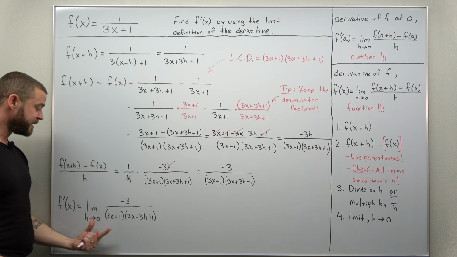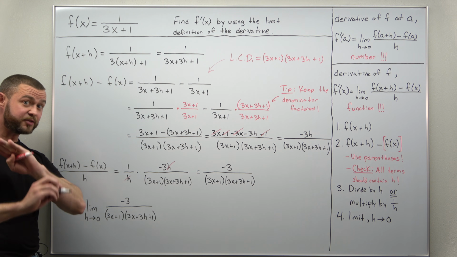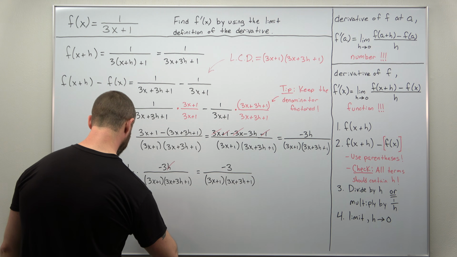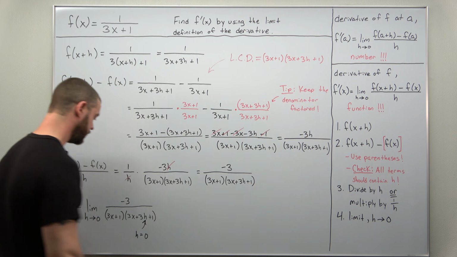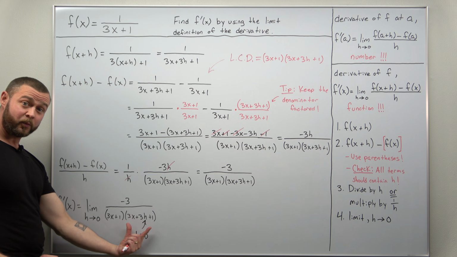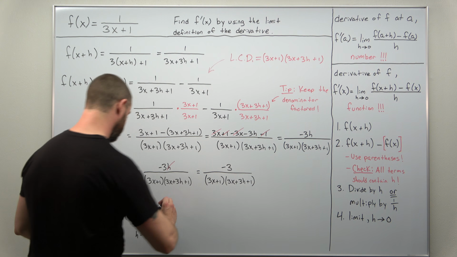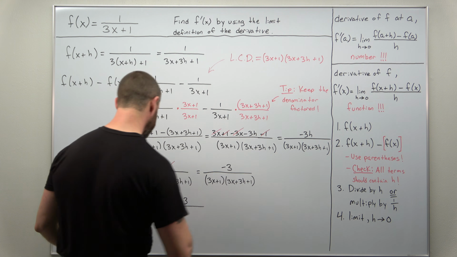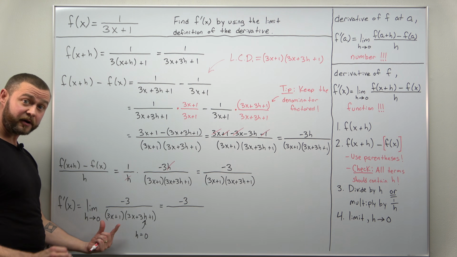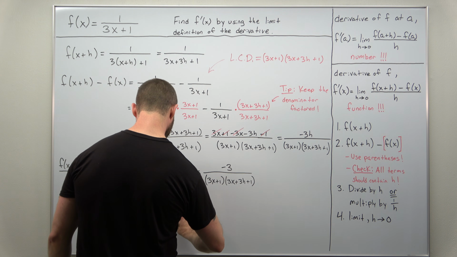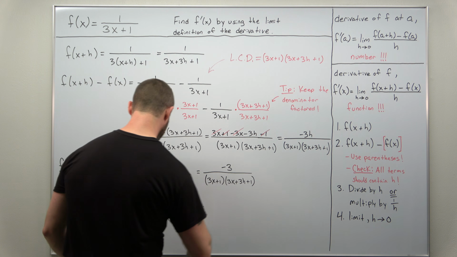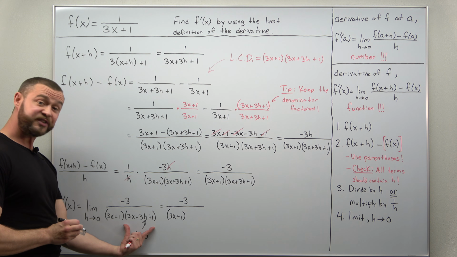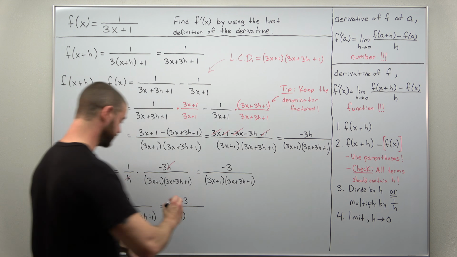All right, and now we're just going to evaluate this limit, which make sure you see there is no more indeterminate form. So we're just going to plug in h as 0. And this set of parentheses will simplify to 3x plus 1. So let me go ahead and write this out. We have negative 3 in the numerator, and in the denominator, 3x plus 1. And times now, when we evaluate or plug in h equal to 0, that set of parentheses also becomes 3x plus 1.